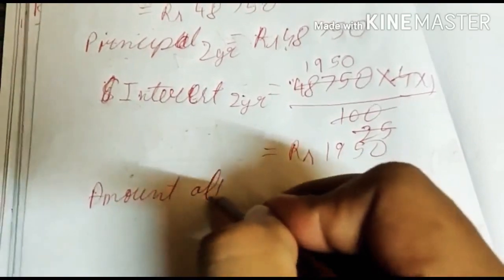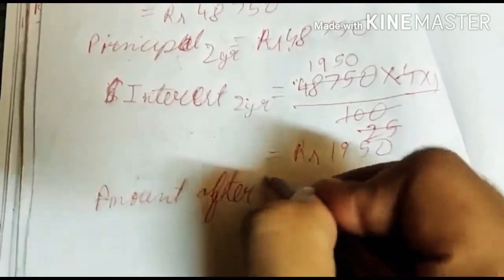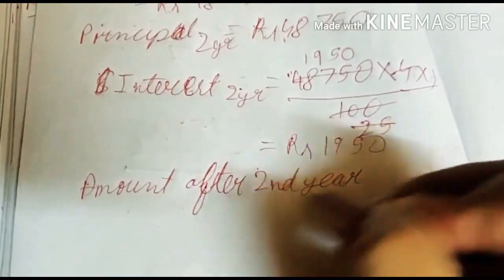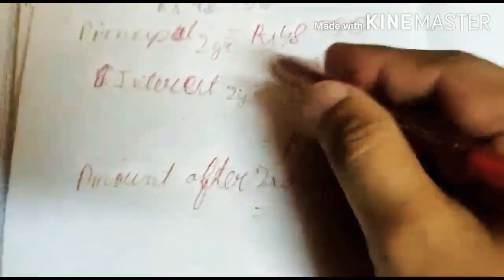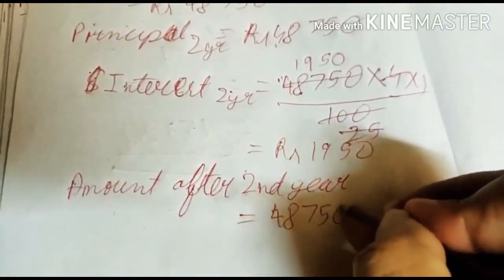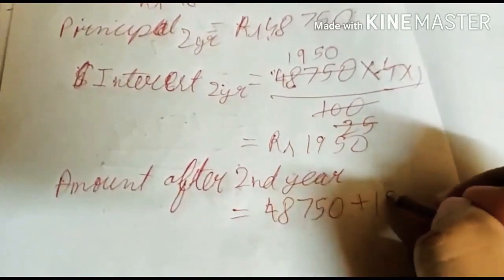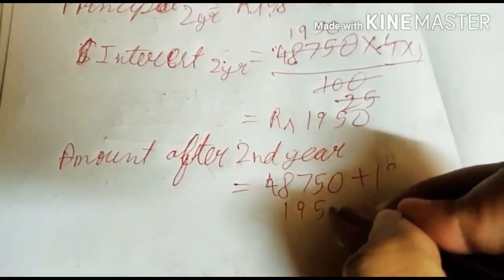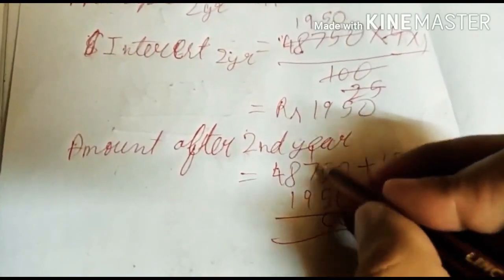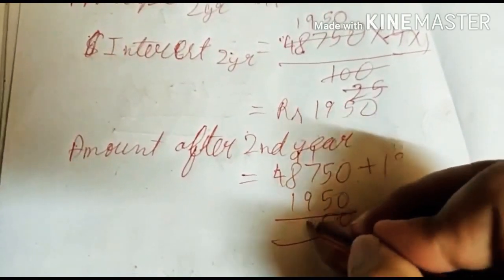So the amount after the second year will be the principal for the second year, 48,750, plus 1950.